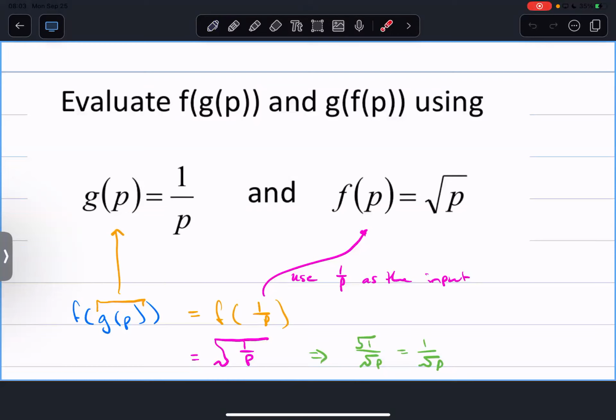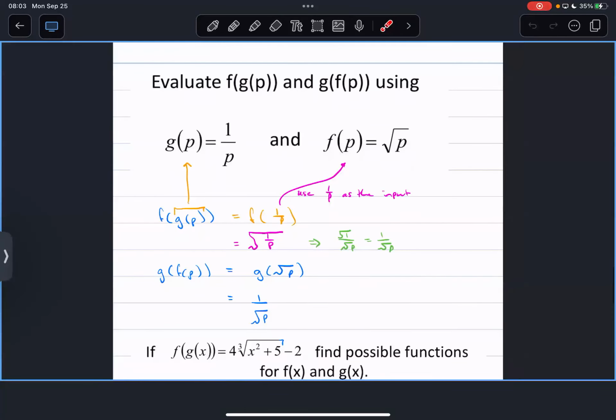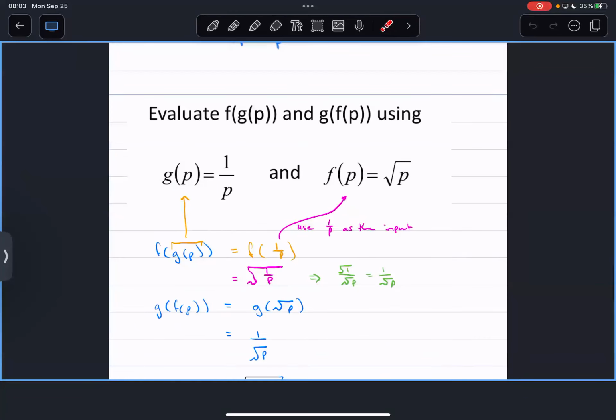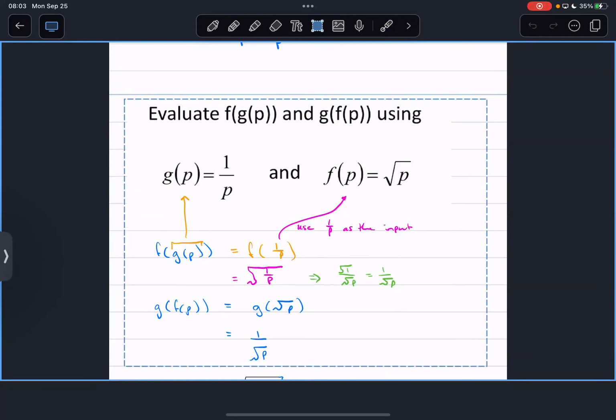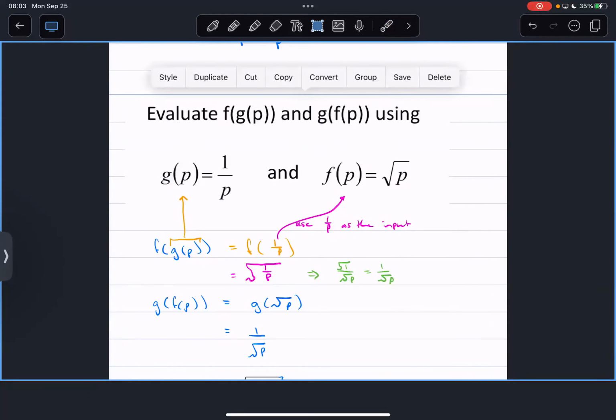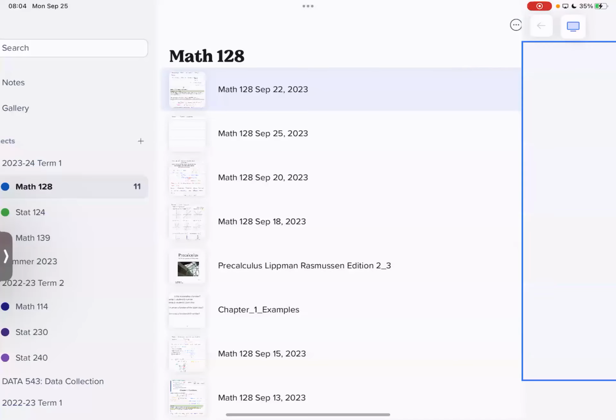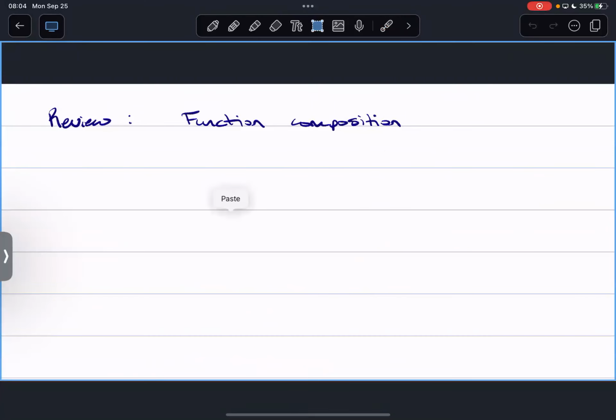I want to use this one for a reason. Let's think about this one again, but we already solved it. And we found that the two compositions end up being the same. That's not always going to be the case. Or that's usually not the case, I should say.